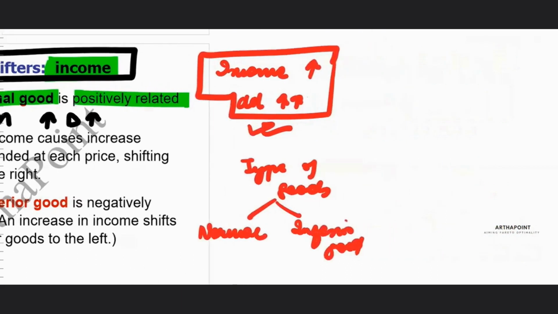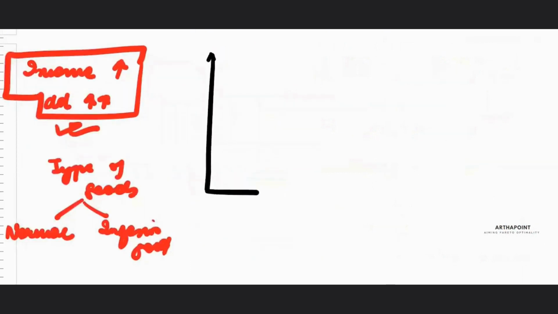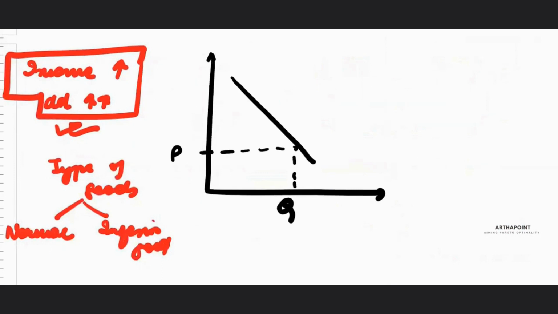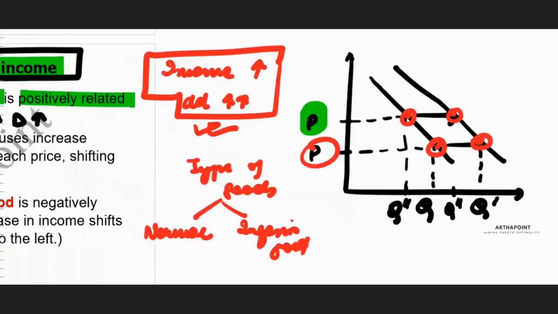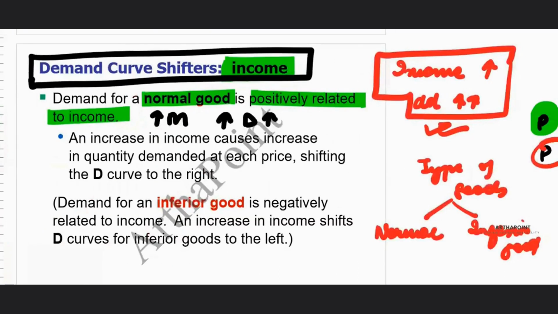Because even at the same price, you are going to increase the demand. So even when the price is the same, if earlier you were demanding this much, now you will demand more because your income has increased. So the demand curve overall will shift to the right. At any price, whatever your earlier demand was, you will demand more. So at any price, an increase in income is going to cause an increase in the demand of the product if it is a normal good.